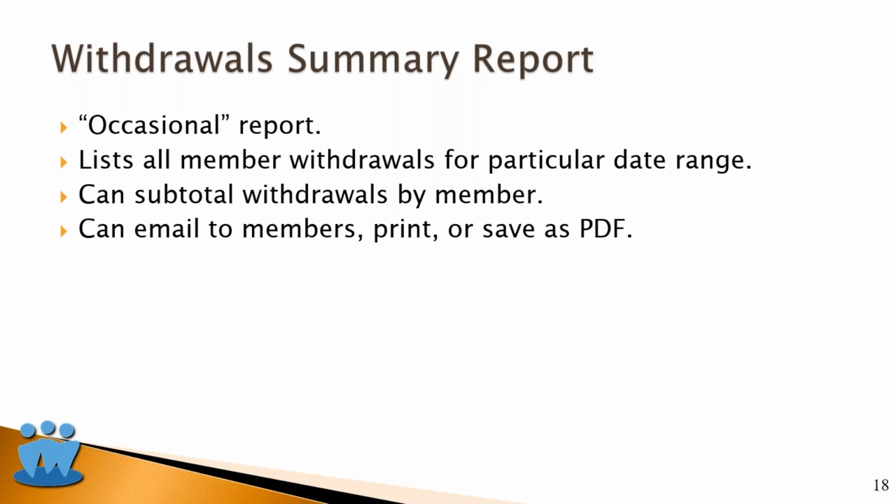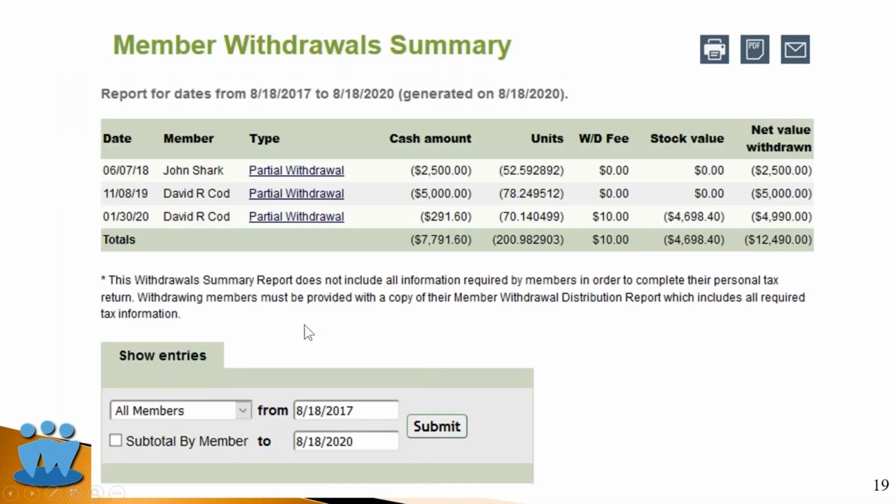So you go to the report section, scroll down to the occasional reports, and then look for the member withdrawals. It looks something like this. You can also generate a report for individual members. So if someone wants to know how much have I taken out of the club, and when did I do it, you can generate that report.